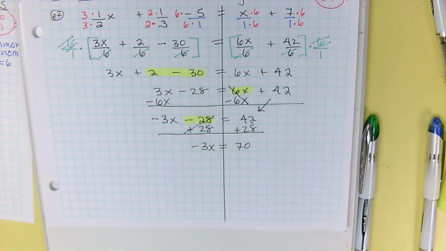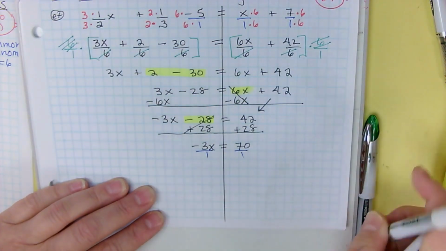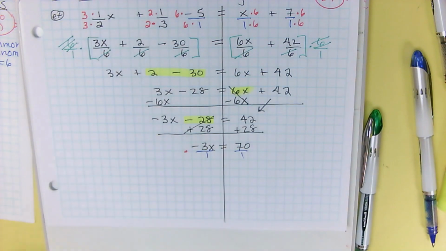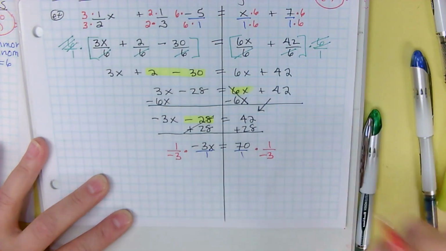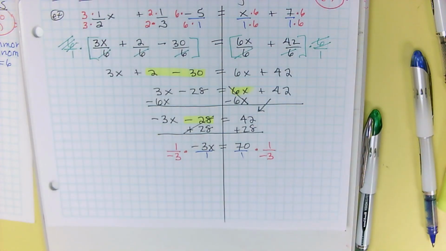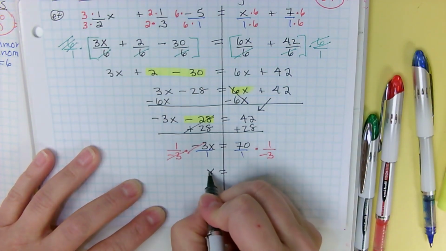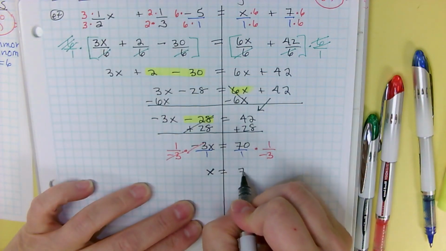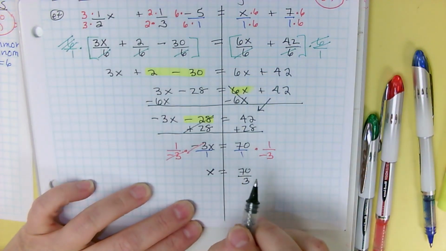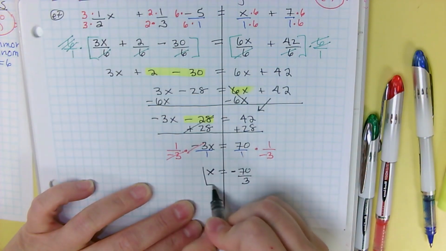My x's are left. My numbers are right. I'm ready for step 3. Multiply by the reciprocal. So put these over their invisible ones. The reciprocal of negative 3 over 1 is 1 over negative 3. I'm going to multiply both sides by that reciprocal. The negative 3's divide out. And 70 is not divisible by 3. So I'm going to have 70 over 3. And of course, a positive divided by a negative is a negative. Put it on the top with the 70.